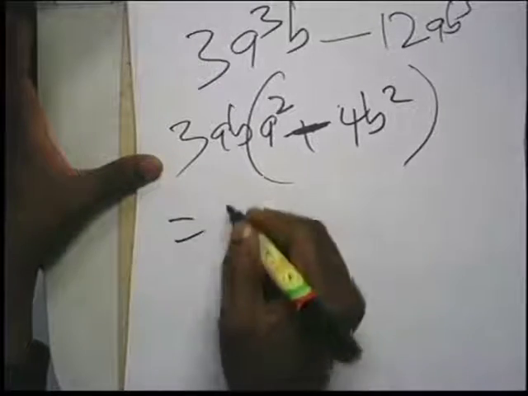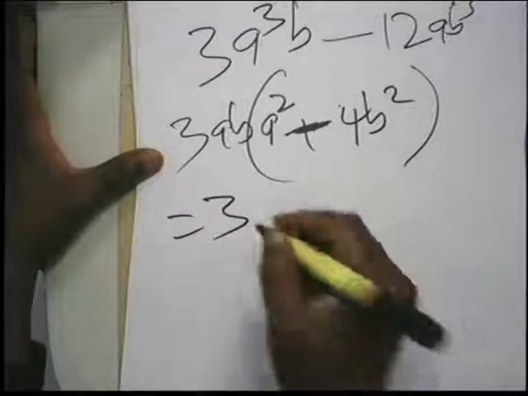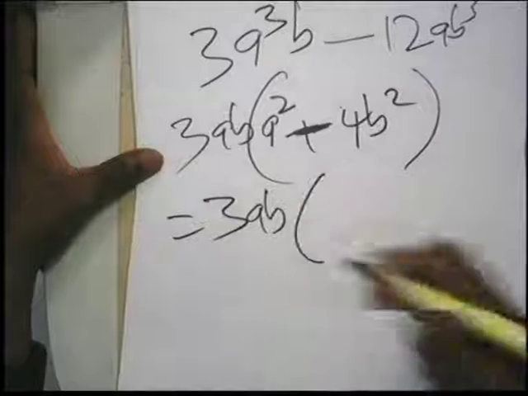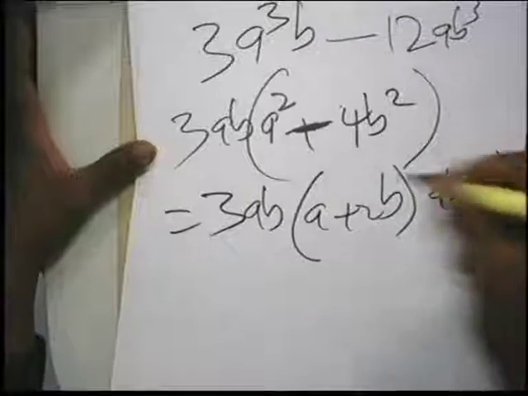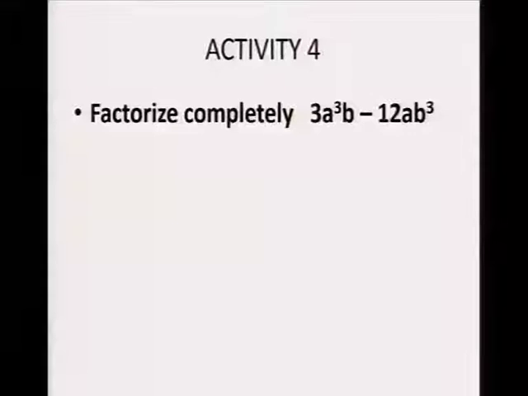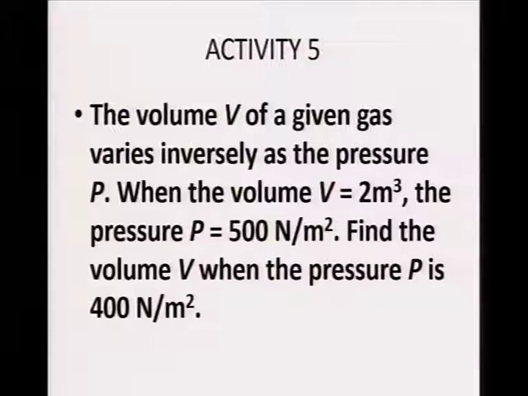Then it will be 3ab into bracket a plus 2b into bracket a minus 2b. Because this is the meaning of this, if you want to put them. So from here now, you can see that it has been factorized completely. That's what we are trying to say here. The same thing is happening here.